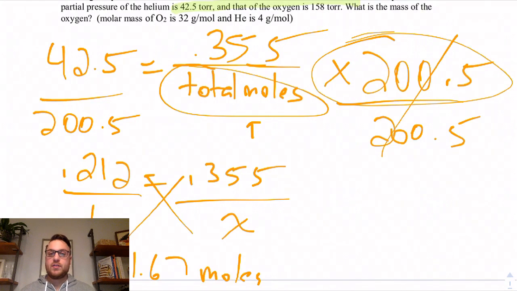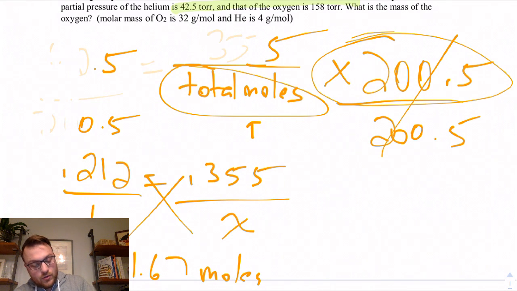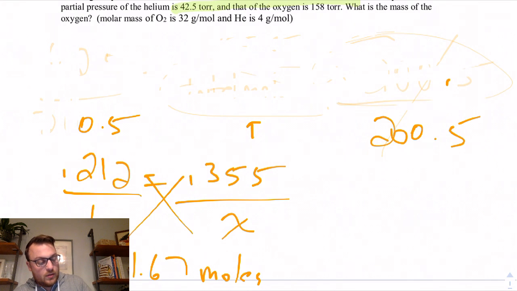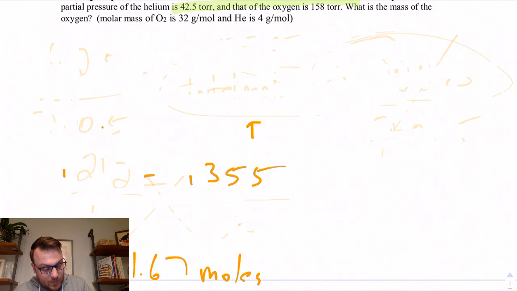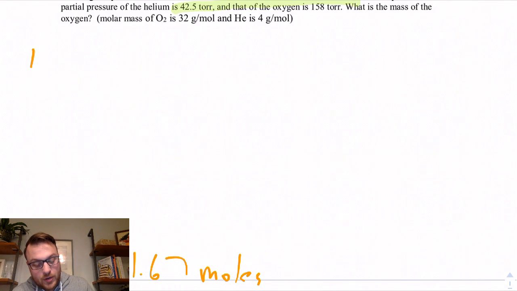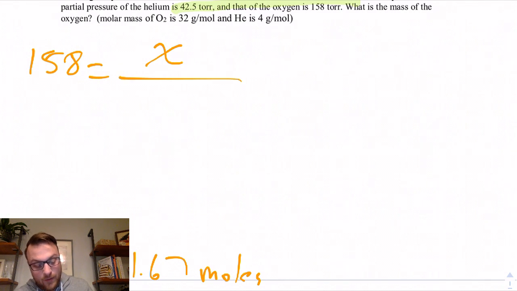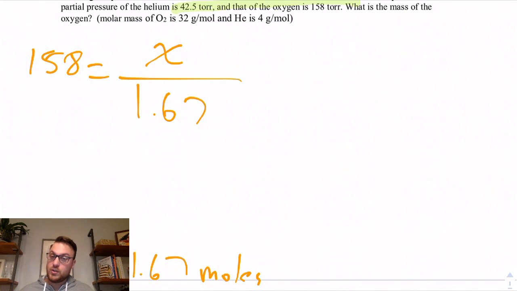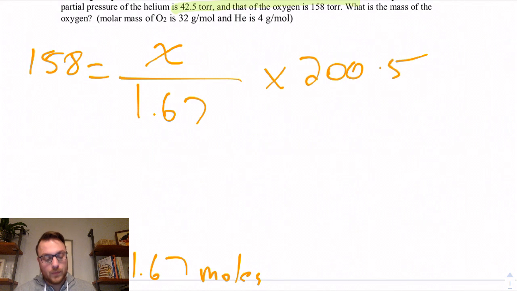Well, you're going to do the same thing and use the same equation, except use oxygen and not helium. So, oxygen's partial pressure was 158. You don't know how many moles of oxygen you have, but you know that the total moles is now 1.67. Multiply that by the total pressure, which was 200.5. And you're going to do the same kind of thing again. You're going to divide each side by 200.5 and cross-multiply and divide.